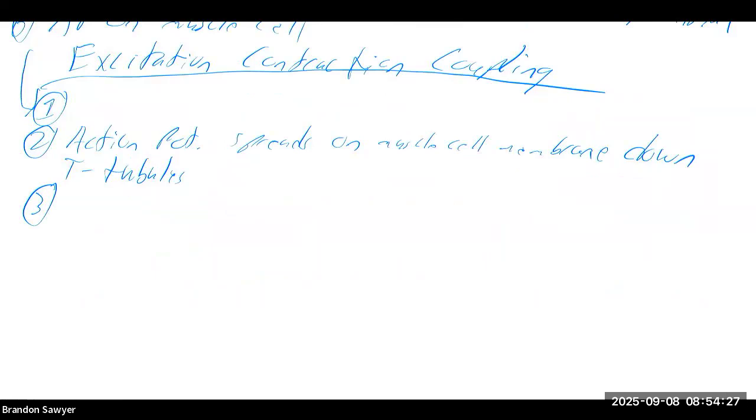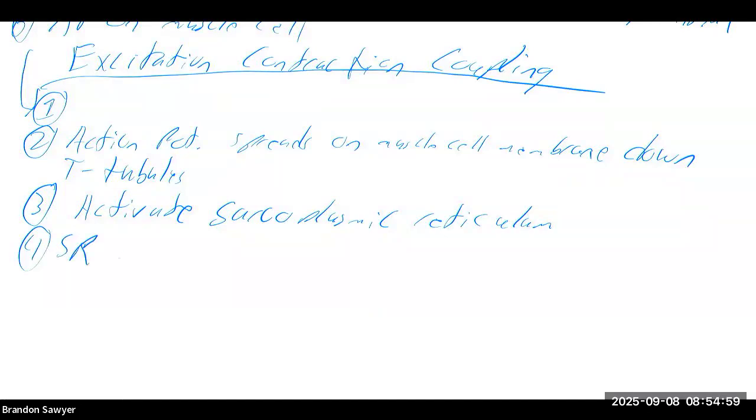Okay, so it goes down the T-tubules. When it's going down the T-tubules, it's going to activate the sarcoplasmic reticulum. There are a bunch of different sarcoplasmic reticula as we go deeper through the muscle cell, and the action potential going down the T-tubule is going to activate a bunch of them. And what does the sarcoplasmic reticulum do when it's activated? Releases calcium.